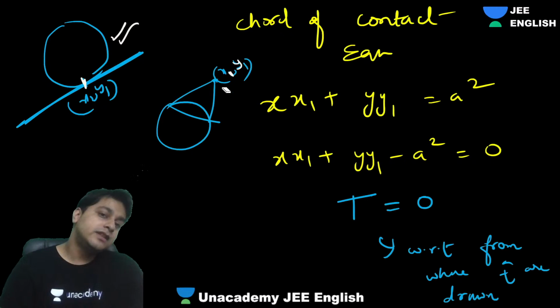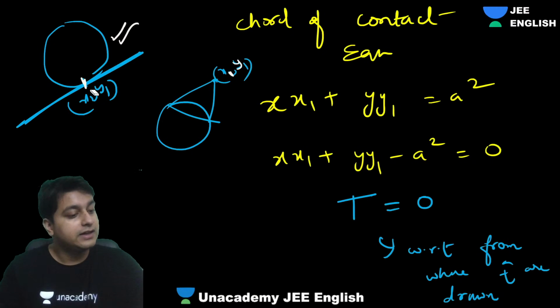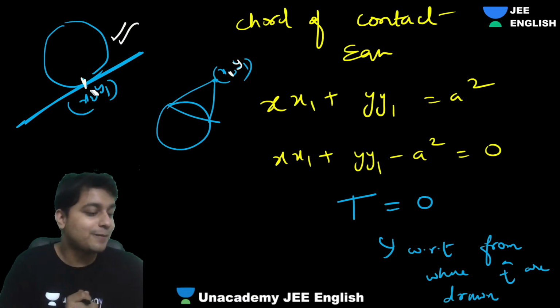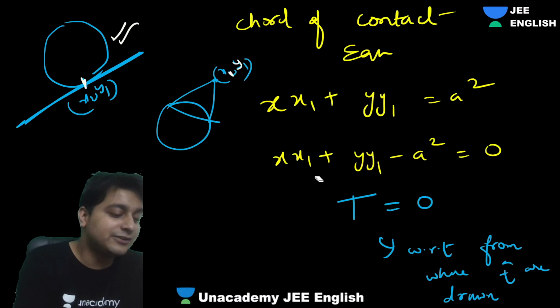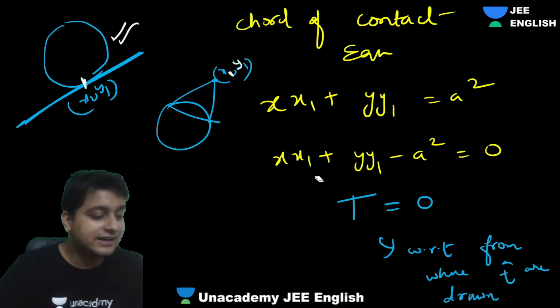Understood? This is x1, y1, and here this is x1, y1. Clear? The difference is clear between both? Great. Hello, guys. So we'll look at a few problems. You will understand in detail. Don't worry about it. Fantastic.